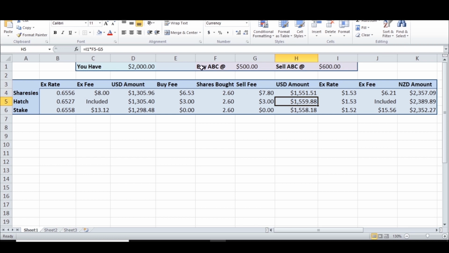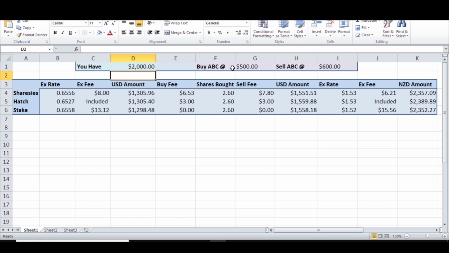And if you were to play around with the initial amount that we invested, so let's say we invested $4,000 instead, and check out the difference. The difference is much bigger. Let's come back to our $2,000 example, because we are not done yet. We still have to exchange this back into a New Zealand dollar amount so that you can enjoy your profit.